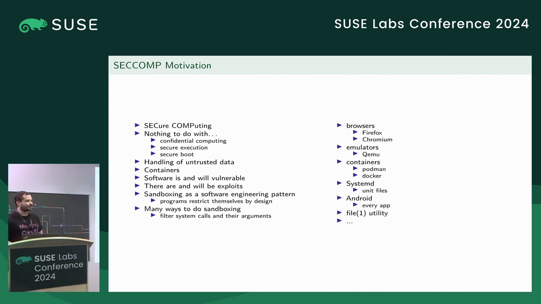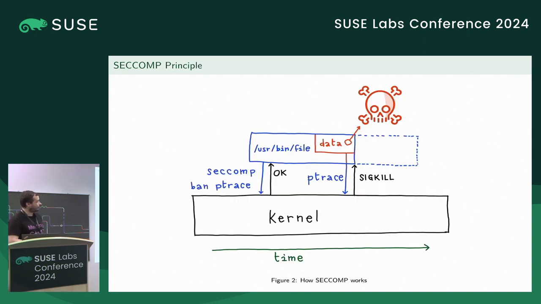We all know that we should write secure software or write code in Rust or I don't know what else, and then our software will be secure and there will be no exploits. In reality, we will always have vulnerabilities and exploits, and we will always handle untrusted data or have containers. SECCOMP is one way to implement sandboxing, and it's only a tiny part of sandboxing. It's actually filtering syscalls, the requests you make to the Linux kernel, either the syscalls themselves or their arguments. I'll show you on later slides. SECCOMP these days is ubiquitous. It's in the browsers, Firefox, Chromium, emulators, containers, Android. The file utility uses it, at least on some architectures.